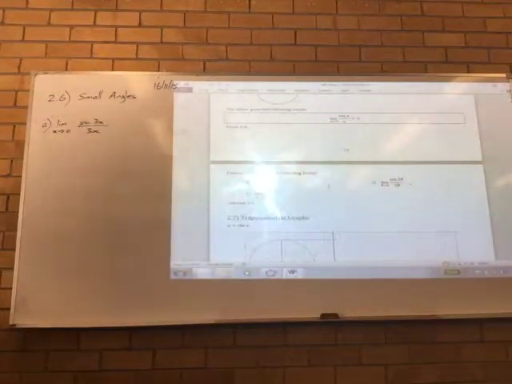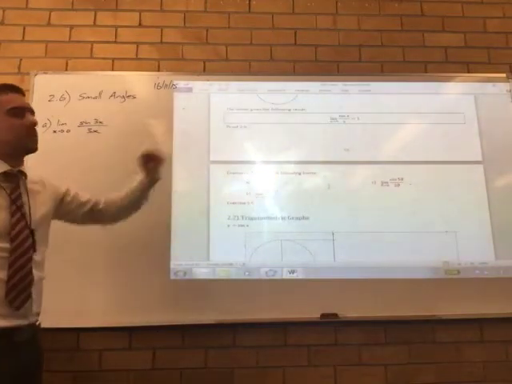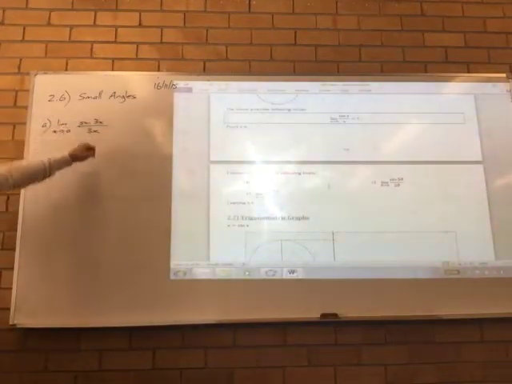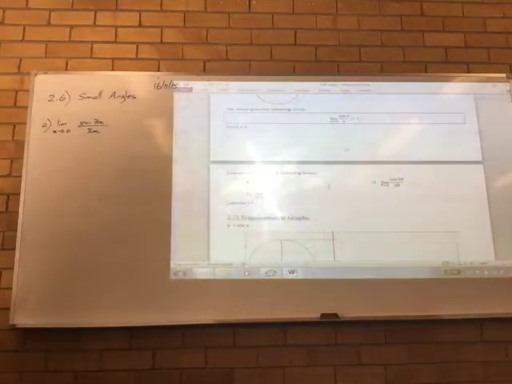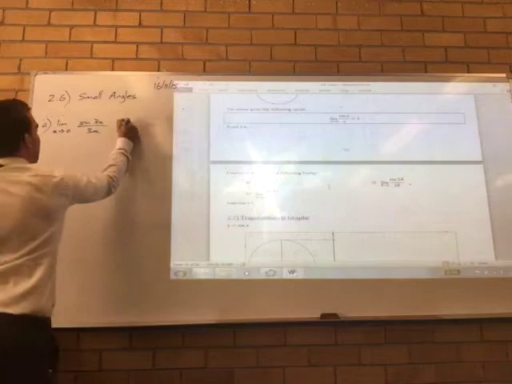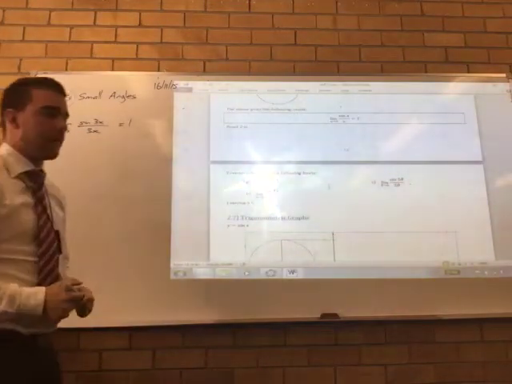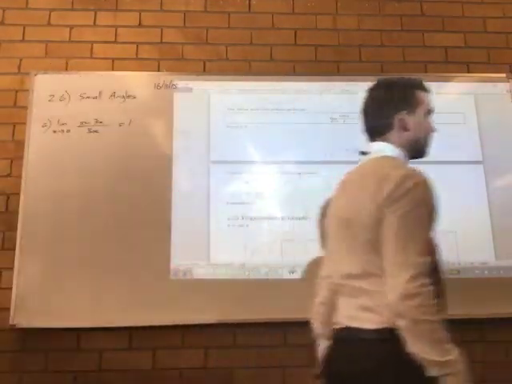Okay, so the rule is the sine of x over x, so x is now 3x on both top and bottom. Alright, so when they're the same, the limit will be 1. Okay?